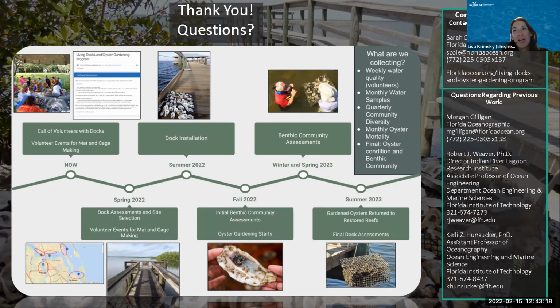Rachel Harris says, great project, Morgan and Sarah. So happy to hear this work is active in the IRL. Ryan Goldman asks whether or not this program would be applicable down south in Broward and Miami-Dade counties. I don't know if you're able to address that.